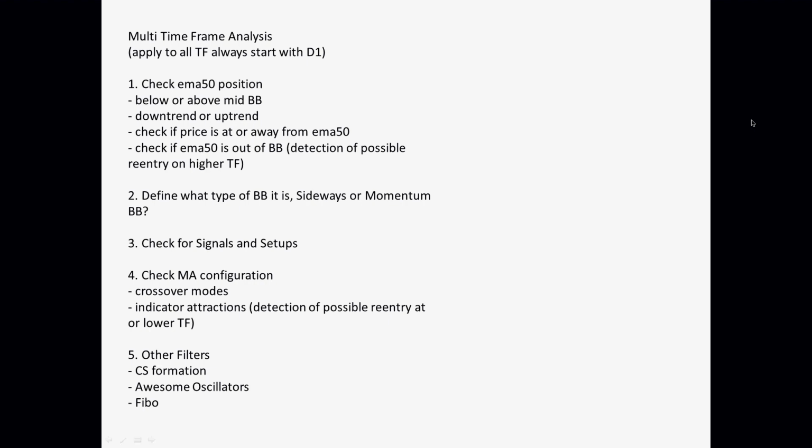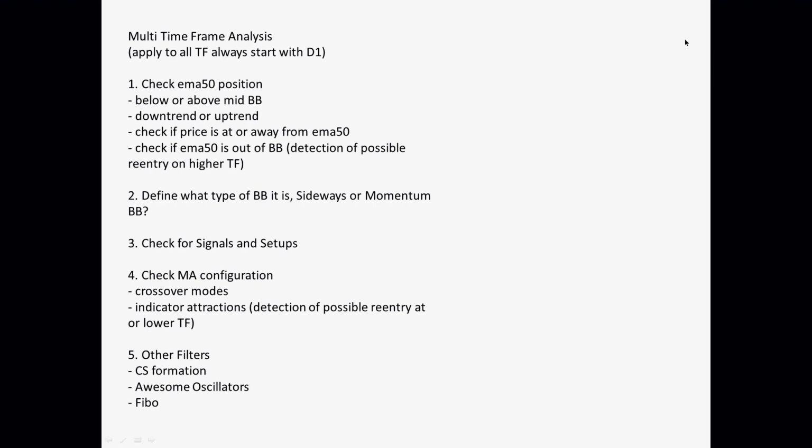Because if you're an intraday trader, then obviously you need to look for setups at H4 and daily. And for scalpers, it should be H4 or below. And for position traders, that should be daily and above.